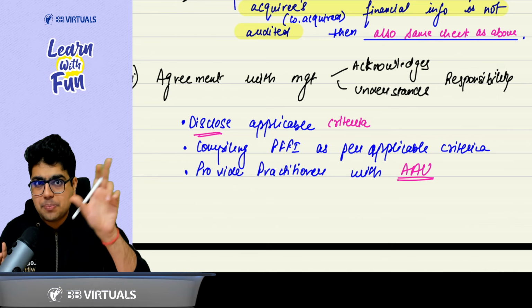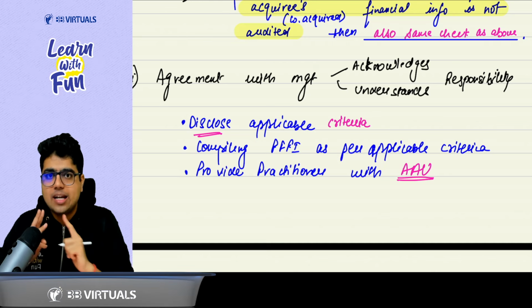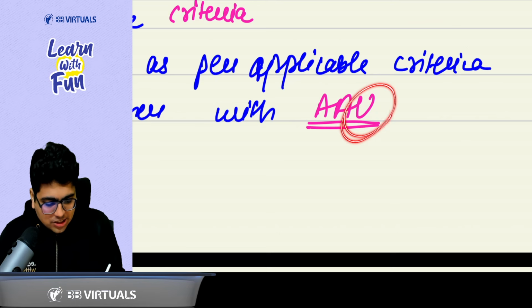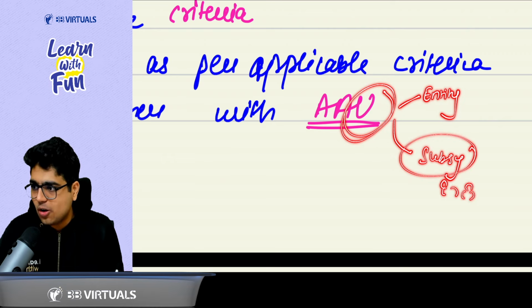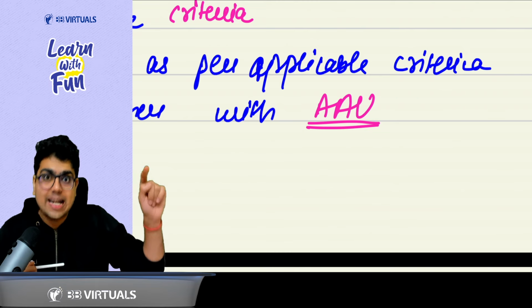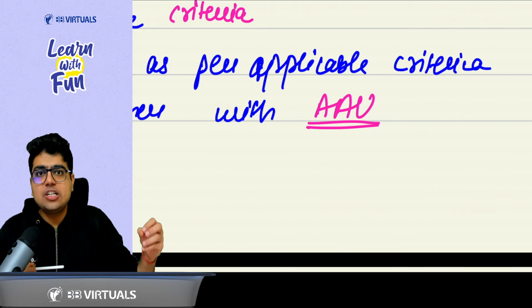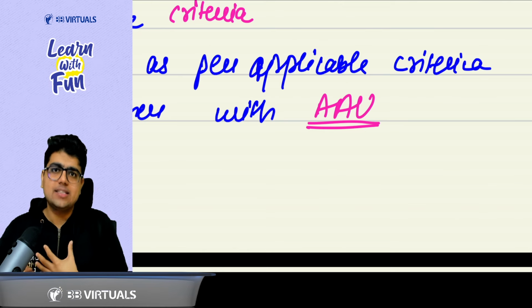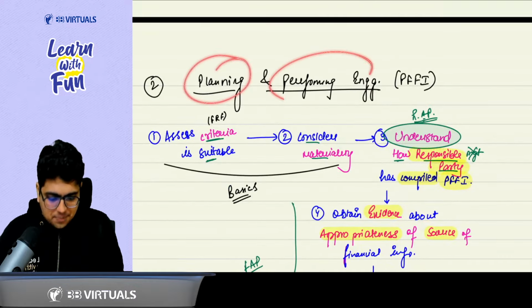And last, to provide the practitioner with AU. What is AU? All information, additional information, unrestricted access. What was special about unrestricted access here? Unrestricted access to the entity, and in case there is a subsidiary that was acquired, also to the people of this subsidiary. So unrestricted access not only to the client's entity, but also to the entity that was acquired, the financial information of which is adjusted with this entity. Clear? Now comes the next topic, that is planning and performing the engagement.